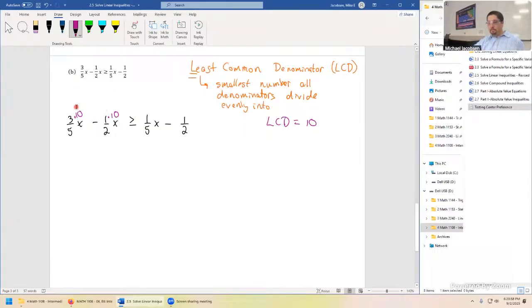Then we use that mantra from algebra. What you do on the one side of the equation or inequality, you do on the other side. So multiply by 10 into every numerator on the right-hand side. So now every single term has been multiplied by 10. And now we start simplifying things down.